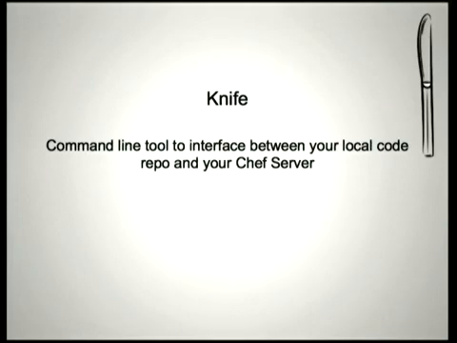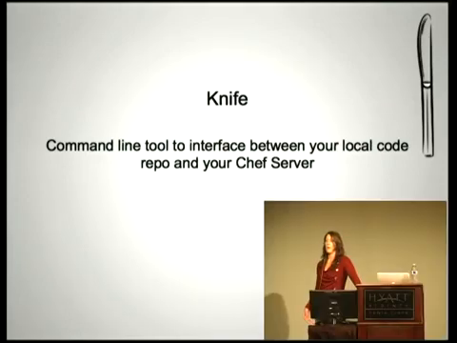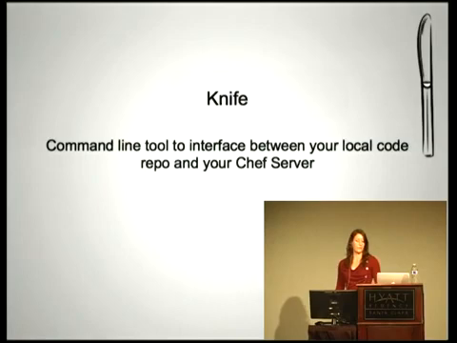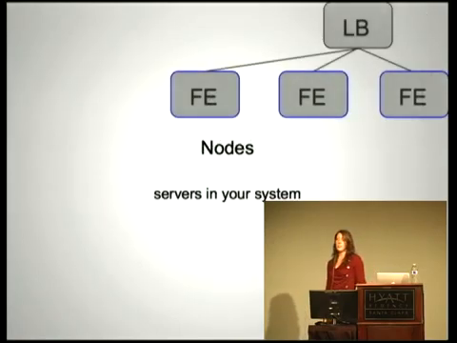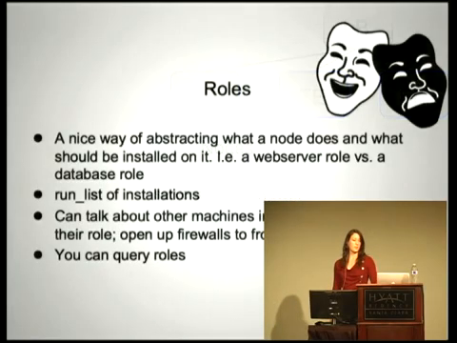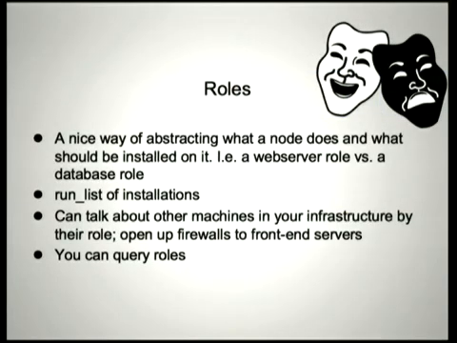Knife is the command line tool that allows you to talk from your local workstation to your Chef server. So when I make changes or update code or create new programs, I use Knife to basically sync them to the Chef server. Nodes are just servers in your system, so your load balancer, your front-end server. Roles are a really cool way of abstracting what a node does and what should be installed on it. So for example, a web server role versus a database role.